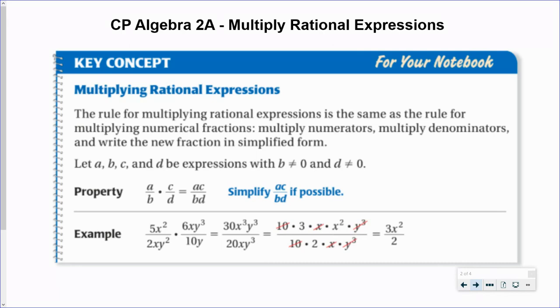The next couple of examples that we're going to look at are going to focus more on rational expressions that contain polynomials with multiple terms in the numerator and denominator, and how we multiply those expressions together.